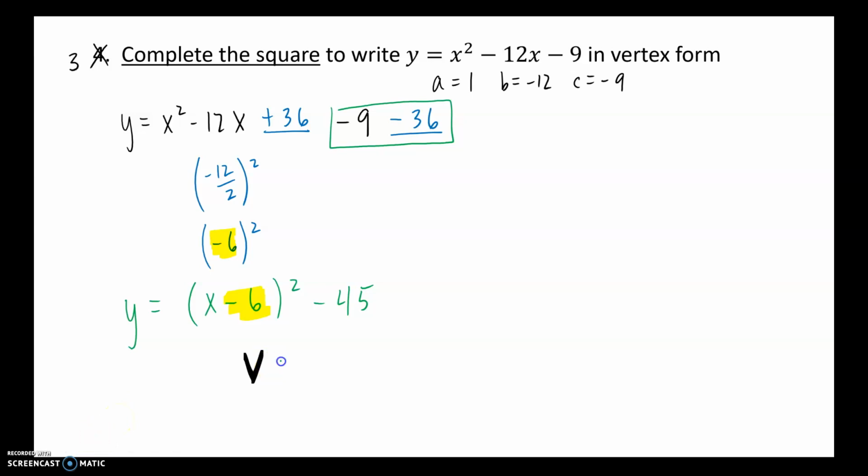Okay, so now from here, you better be able to tell me what the vertex is. If it's in my vertex form, I take the opposite of the number inside the parentheses. So the opposite of the minus 6 would be positive 6. And now my y coordinate for my vertex is negative 45. Okay, let's try another one.